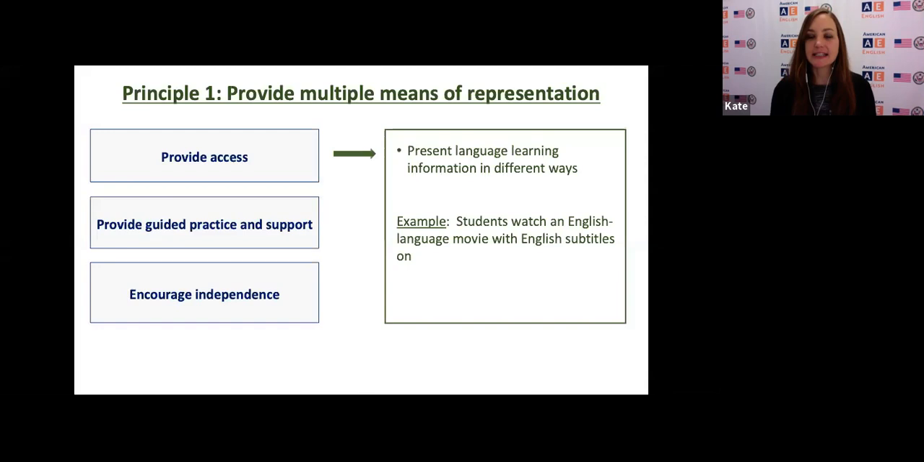And in this example, Rosadine has shared that one way we can provide better access, just one example, is by showing a movie with subtitles so people can listen and see the words at the same time. That's just one example of a way to give two ways or multiple means of representation.